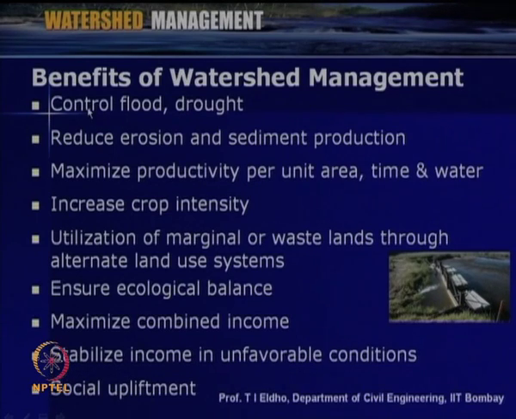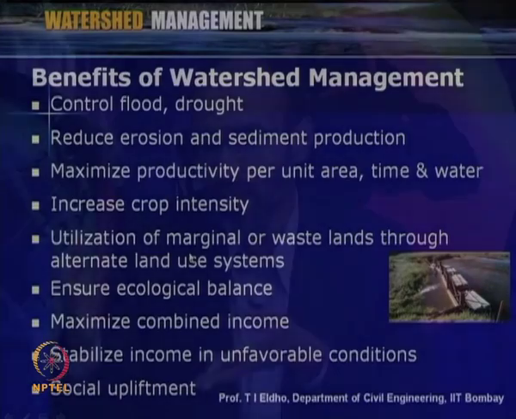We can have better control of floods and droughts, reduce erosion and sediment production, maximize productivity per unit area, time and water, increase crop intensity, and utilize marginal or wastelands through alternate land use systems. We can also ensure ecological balance, maximize combined income, stabilize income in unfavorable conditions, and finally, achieve social upliftment. So, there are a number of benefits, as listed here, as far as watershed management practices are concerned.